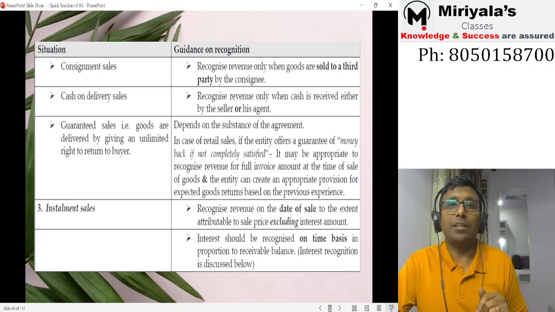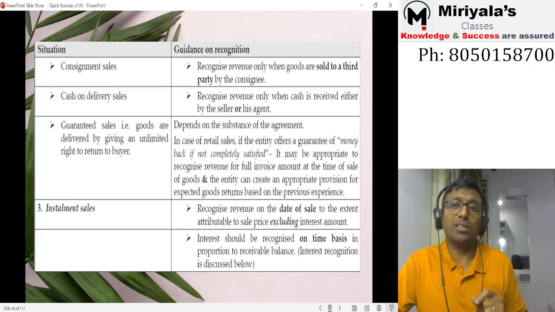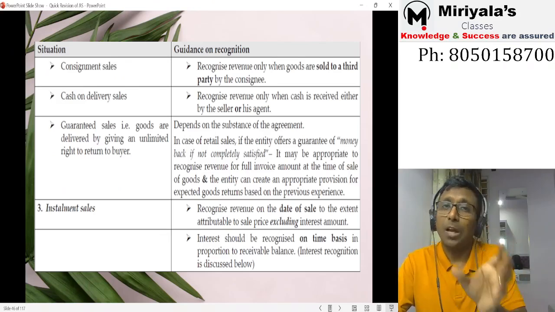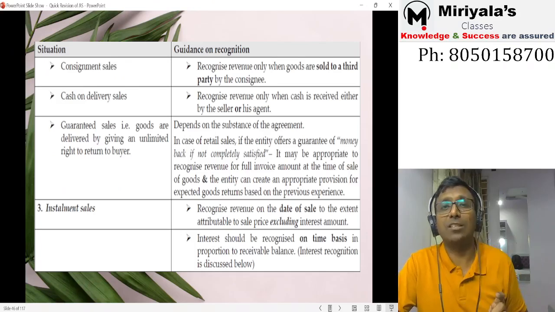In case of guaranteed sales, this kind of question they have considered in this exam. Whenever you sell the goods, at that time itself you are supposed to recognize it, but you are supposed to make appropriate provision for doubtful debts and unexpected amount of returns. How much you are expecting, that much amount of provision for doubtful debts is supposed to be created.